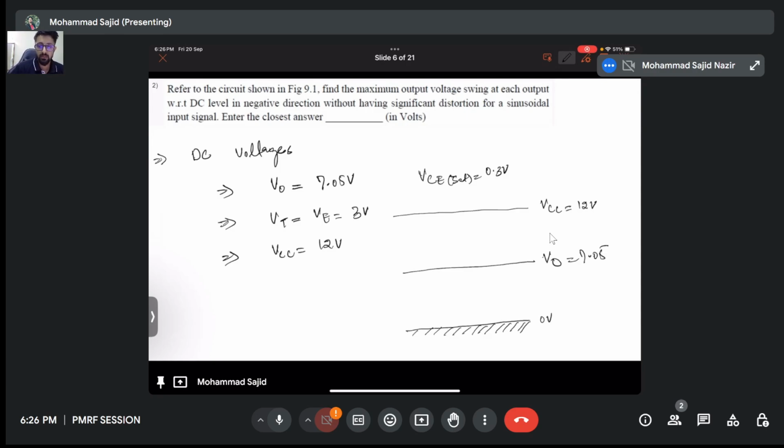But when it is at 12 volt, the transistor may turn off, so it cannot go above 12 volt. And on the lower side, I need to maintain the device's saturation. I have an emitter voltage VE at 3 volt, and I need a cushion of 0.3 volt. So if a signal comes, it should have a maximum swing of 7.05 minus 2 minus 0.3.